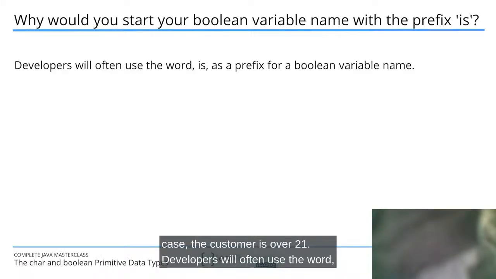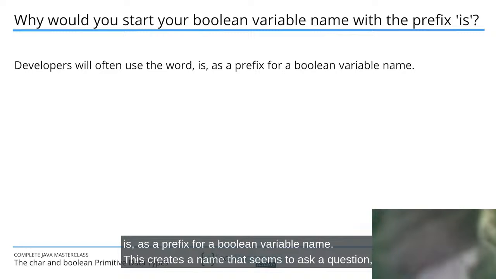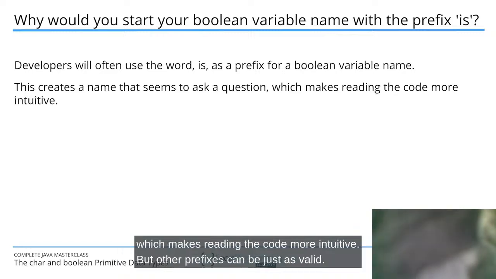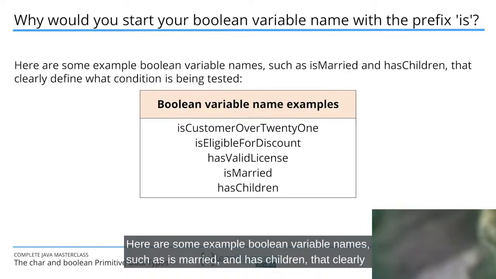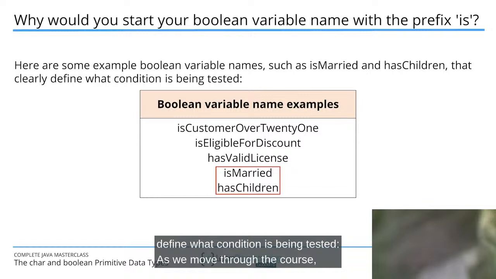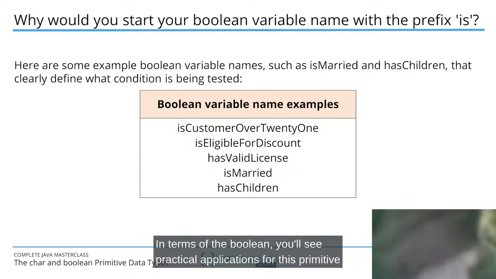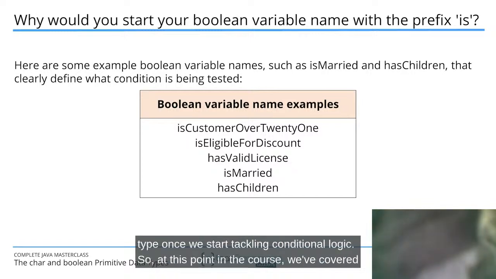Developers will often use the word "is" as a prefix for a Boolean variable name. This creates a name that seems to ask a question, which makes reading the code more intuitive. But other prefixes can be just as valid. Here are some example Boolean variable names, such as isMarried and hasChildren, that clearly define what condition is being tested. As we move through the course, I'll show you common and best practices for naming variables, classes, and methods. In terms of the Boolean, you'll see practical applications for this primitive type once we start tackling conditional logic.